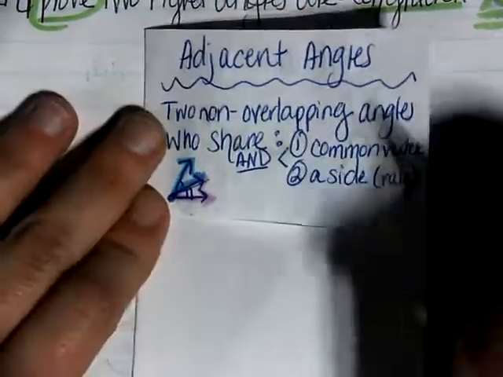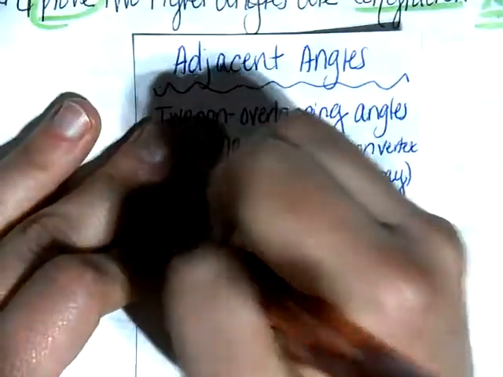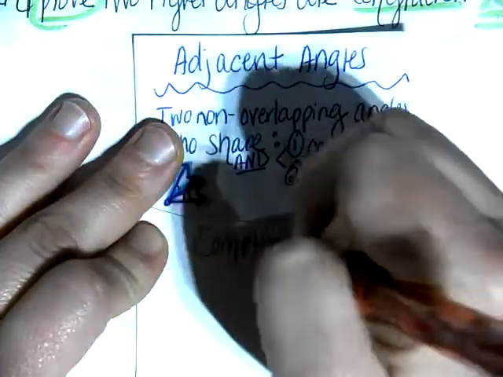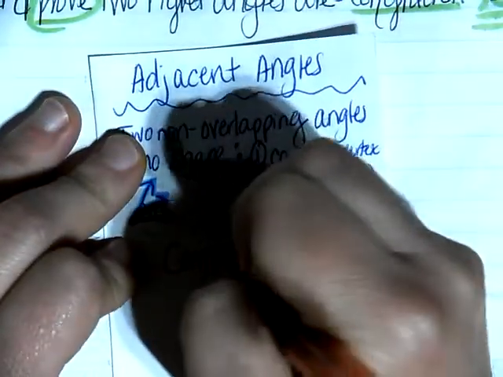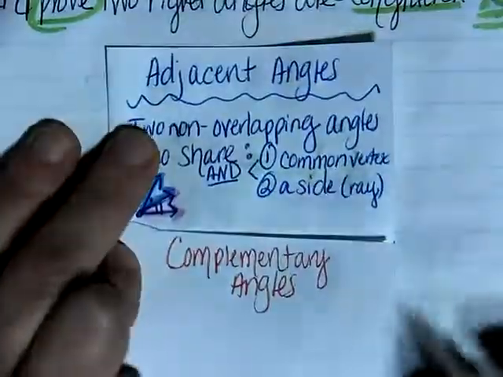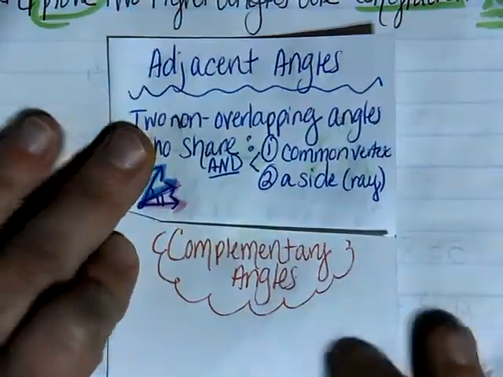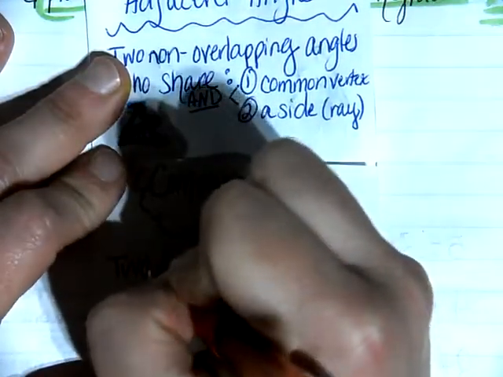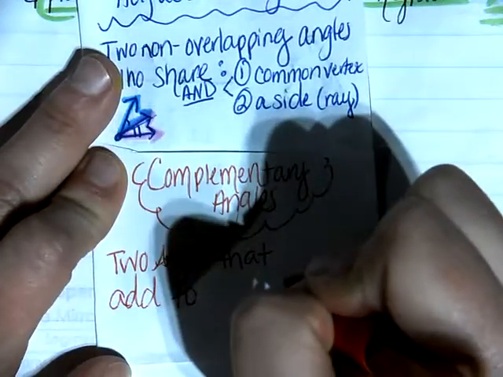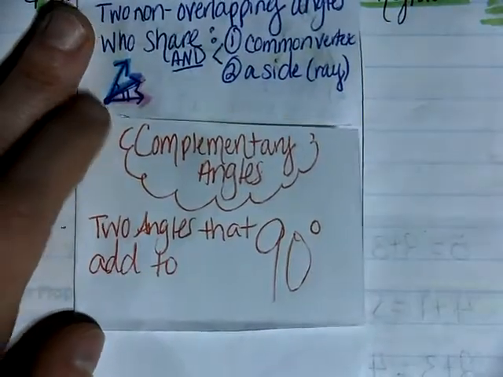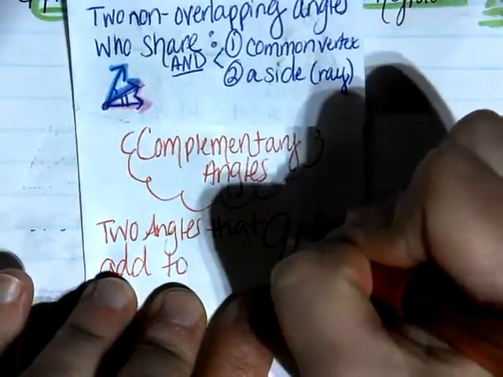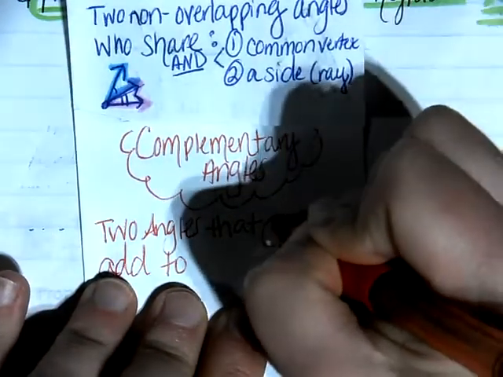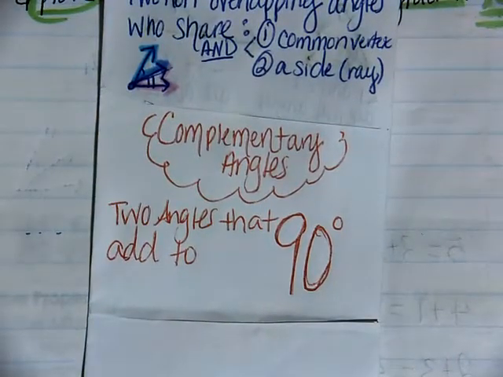The next type of angles is called complementary angles. Complementary angles are two angles that add to 90 degrees. Complementary angles are allowed to be both adjacent and non-adjacent.